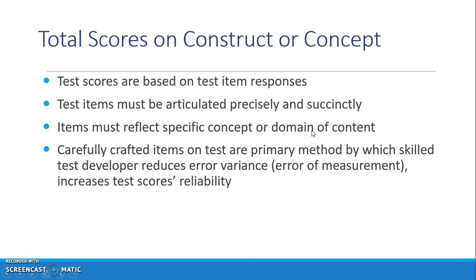This is the second part of the overview on measurement and instrumentation, particularly with examples from caring instruments. So remember that we're talking about total scores on a construct or concept with the first part of this series, and essentially we're looking at how you calculate total scores from test items. There might be rules and weighting for each subscale, for example.